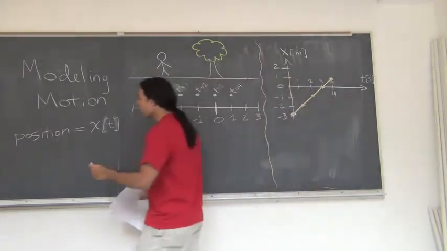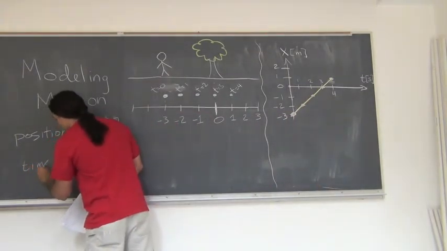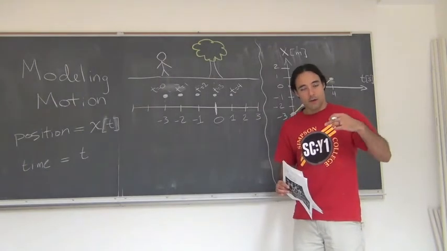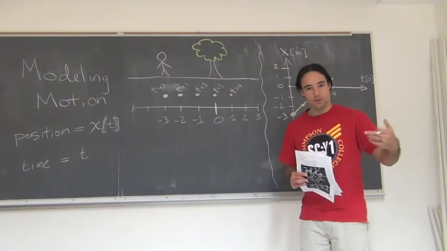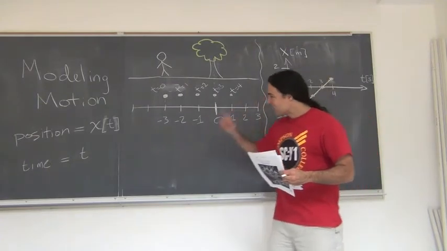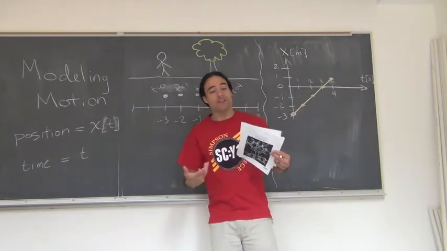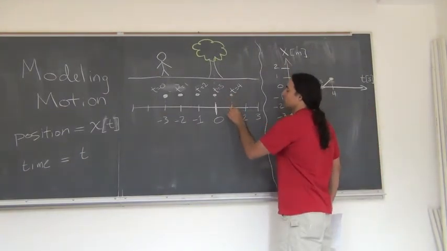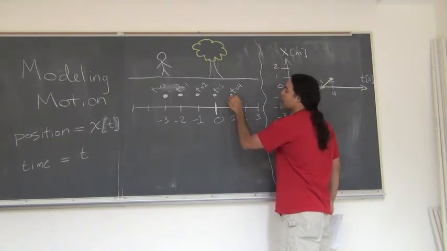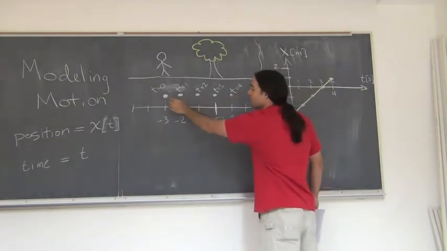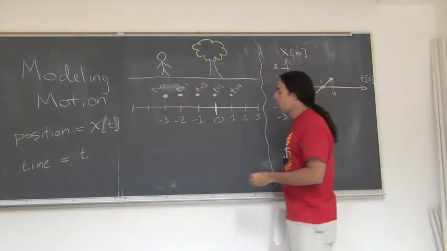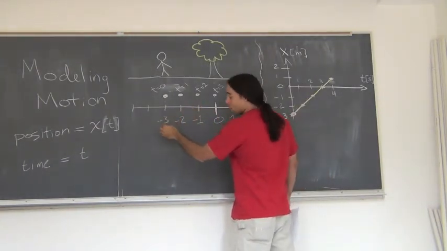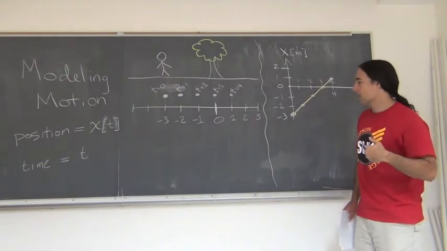Where are we? We also had time, which we just called t. So I can measure the time, just use a stopwatch to measure how much time has passed. Now, since x is changing over time, I can have different values of x. So for this diagram, we would have my final time is 4. My initial time is 0. My final position is 1 meter away from the tree. My initial position is negative 3 meters away from the tree.